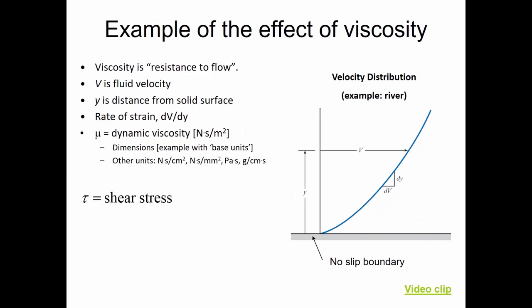So the terms that we're going to be using: viscosity is the resistance to the flow, v is the velocity, y is the distance up from the bottom, and the rate of strain is the slope of the line of this curve. So dv/dy.